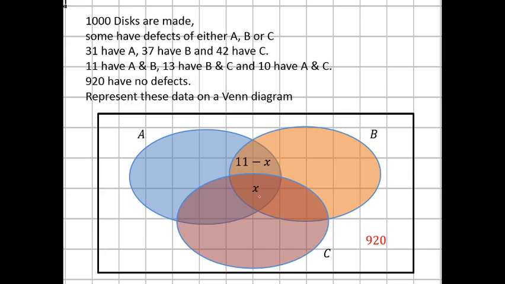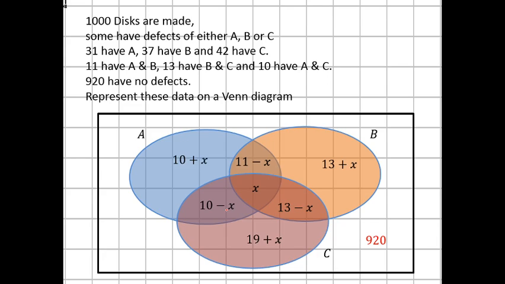That's 11 minus x because it says A and B have 11. So 11 minus x is there. Then 13 minus x, 10 minus x, just by using this information here. 31 have A defect, and so we do 31 minus that, minus that, minus that. Which is 11, 10, 21, so it's 10 minus x, minus x, minus minus x, which is obviously just plus x.